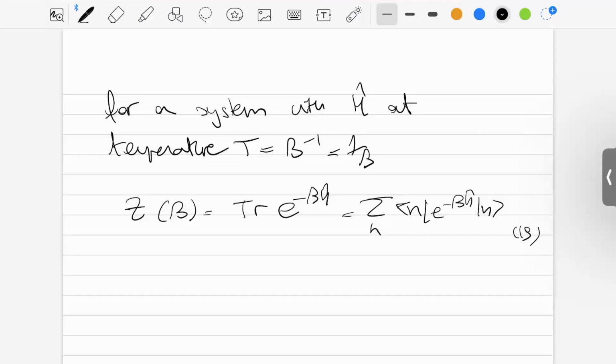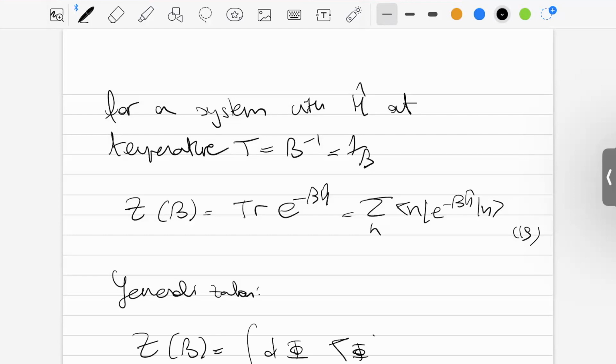Now, if you are in a quantum field theory, then states are represented by field configurations. So the generalization for fields is the following. So Z is then now not a sum anymore, but a continuous sum, so an integral over phi of <phi|e^{-beta H}|phi>.